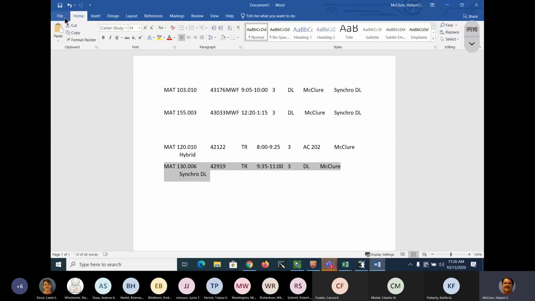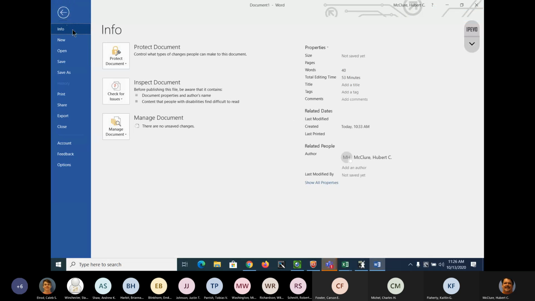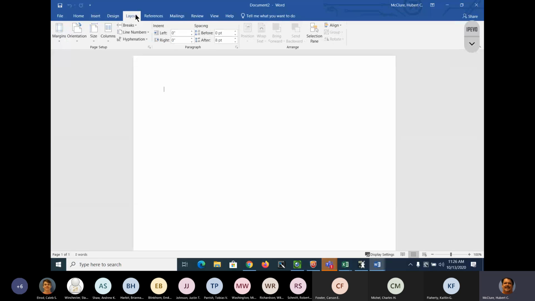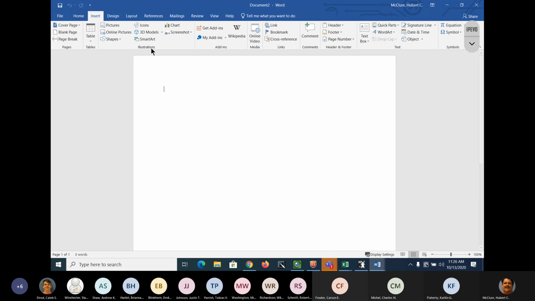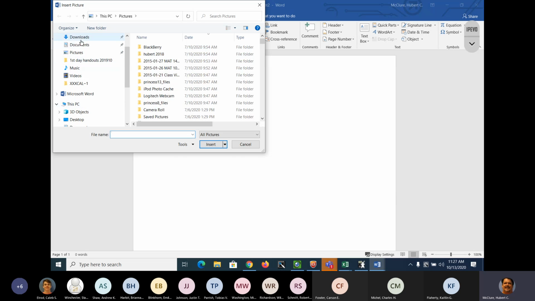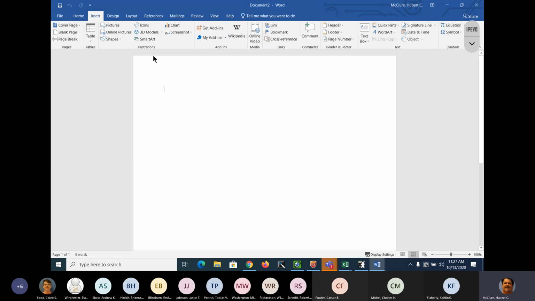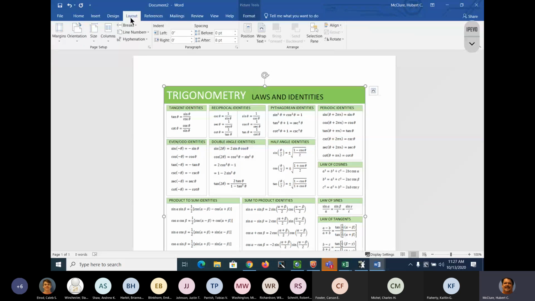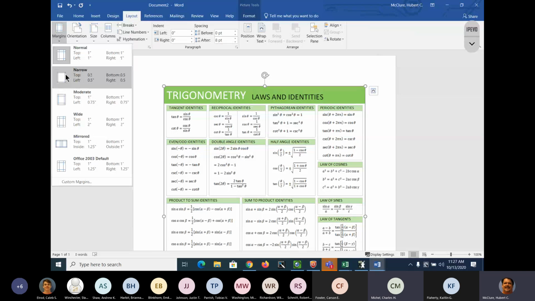But anyway, pull up a new document. And let's set that layout to portrait. And insert. Let's see, insert picture, download, Trig Identities, and there you go. I know it's a lot of work. Some of y'all may have to push at least 3 buttons. Let's do no margins.